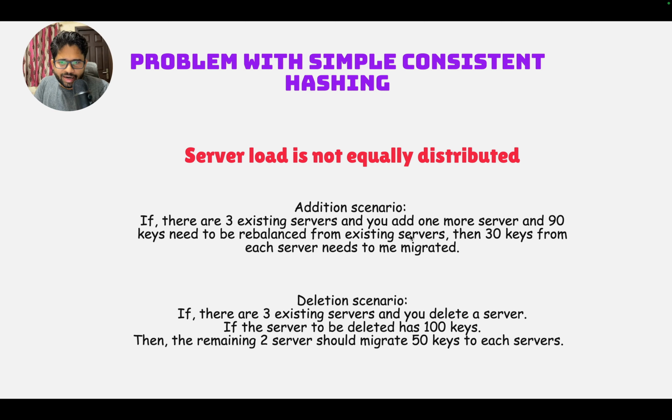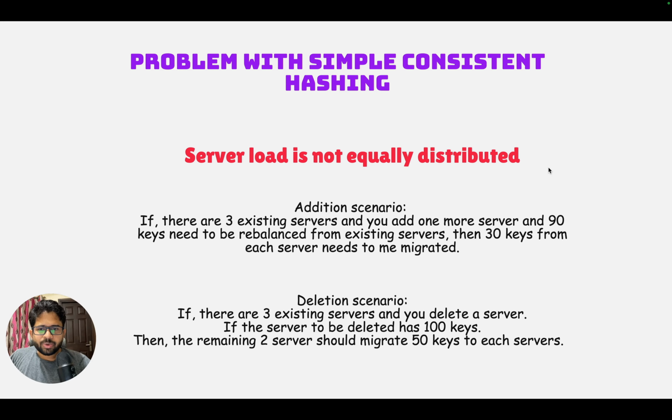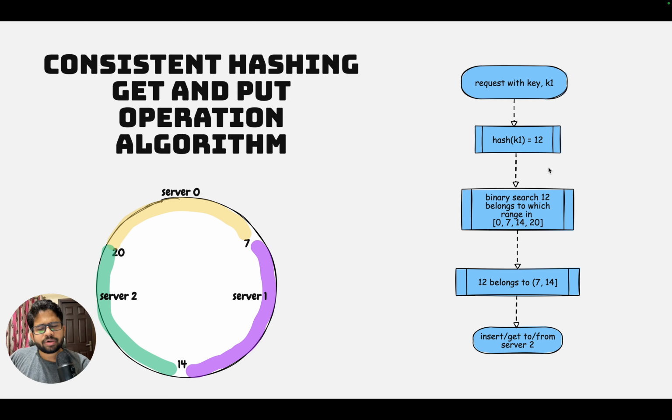And likewise for the addition, there are 3 existing servers and you add one more server, and for those 3 servers, let's say 90 keys will need to be rebalanced, and ideally 30 should come from each server. Not that from one server you take 90 and other servers are just free. So now we know that this approach is not the best one, but it is important for us to understand the algorithm overall of what we have talked about till now.